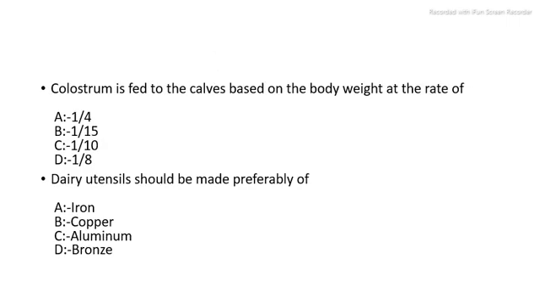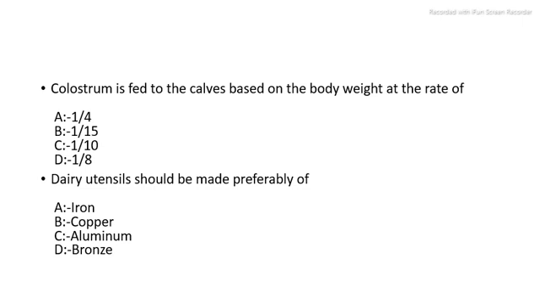So next question, colostrum is fed to the cows based on the body weight at the rate of. So we know that the colostrum is the first milk which is produced by the cattle. Okay, not only the cattle, all the mammals. So the question is, the colostrum is fed to the cows based on the body weight at the rate of option A 1/4, option B 1/15, option C 1/10, option D 1/8. So the correct answer is option C, that is 1/10.